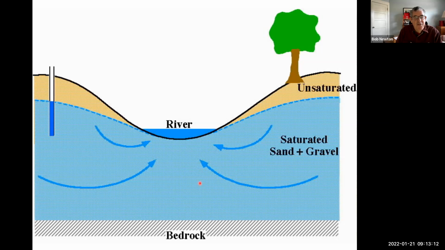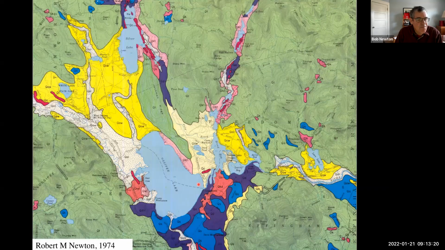So this is sort of a simplified version, but we're going to come back and look at this a little bit as we consider the Meena site and where it fits into this picture. This is a view of the part of the Ossipee Lake 15-minute quadrangle that I mapped back in the early 70s. The different colors here represent different kinds of stratified drift deposits. By stratified drift, what we really mean are stream deposits of sand and gravel from meltwater streams associated with the melting of the continental ice.